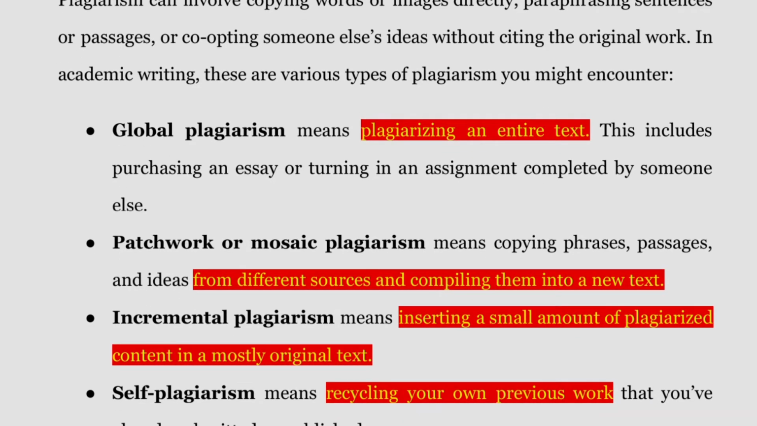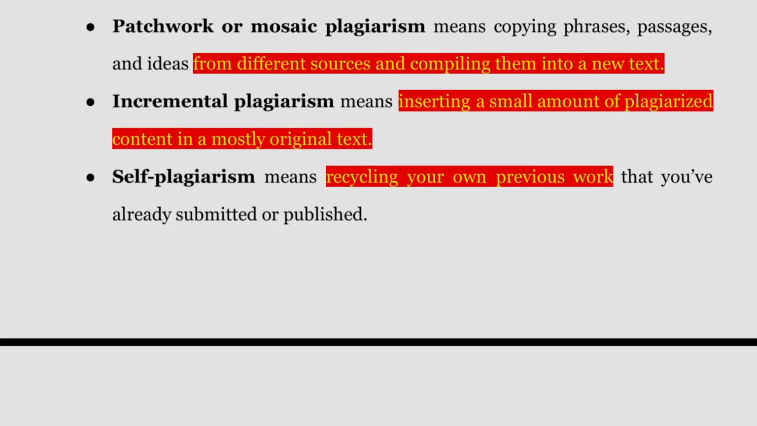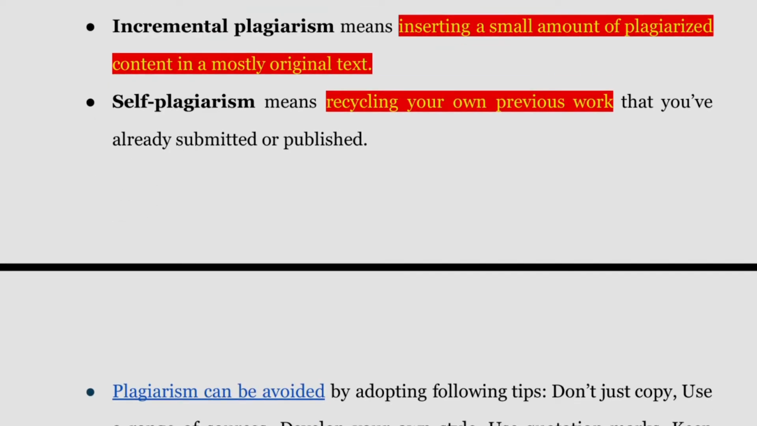This is important, you may be asked: what is plagiarism? What are the types of plagiarism? The first type is global plagiarism, which means plagiarizing an entire text. This includes purchasing an essay or turning in an assignment completed by someone else. Patchwork or mosaic plagiarism is incomplete plagiarism. This means copying phrases, passages, and ideas from different sources and compiling them into a new text. Incremental plagiarism means inserting a small amount of plagiarized content in mostly original text. Self-plagiarism means recycling your own previous work that you have already submitted or published.